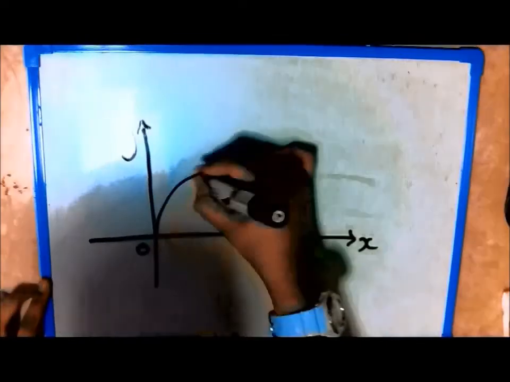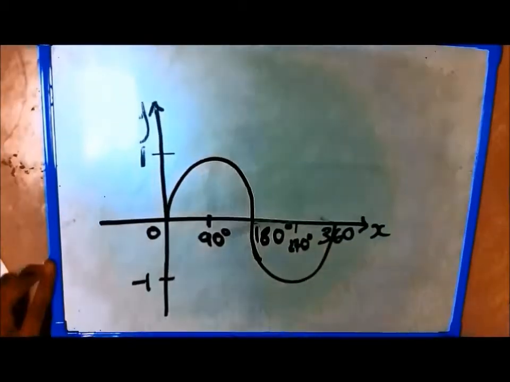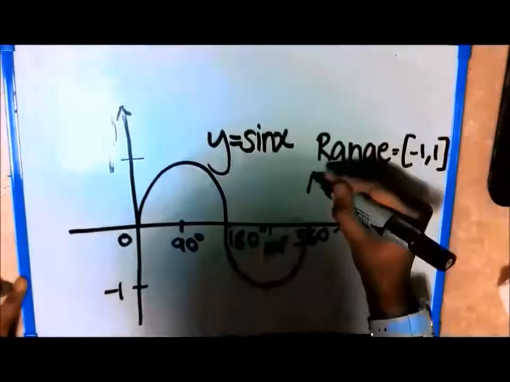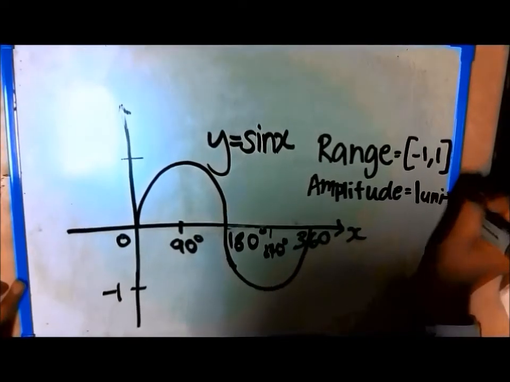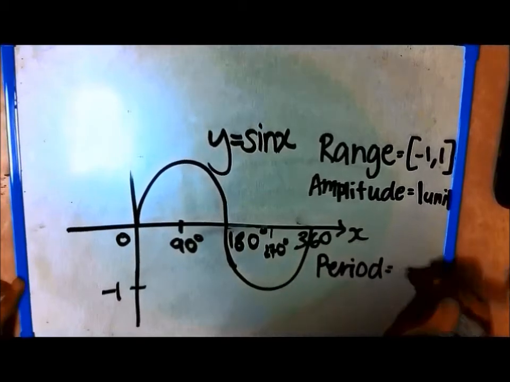The graph for sine x has a maximum and minimum value of 1 and -1 when x is 90 degrees and 270 degrees respectively. Hence, the range of the sine function is -1 to 1. And the height of the waveform from the resting position, called the amplitude, is 1 unit. The sine graph repeats itself for every interval of 360 degrees, and this is called the period.